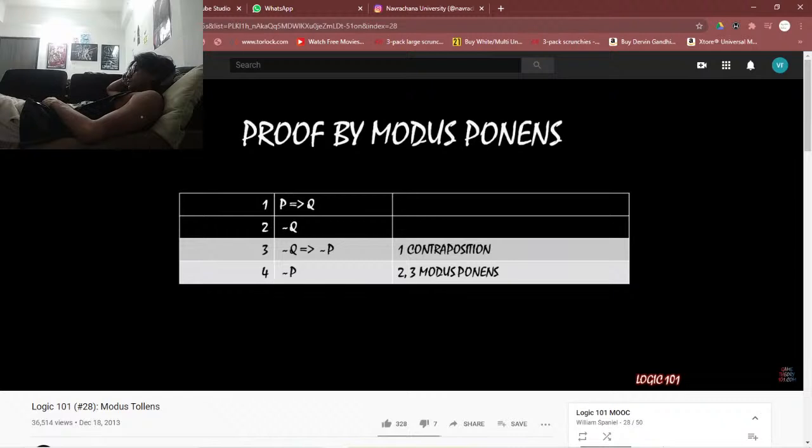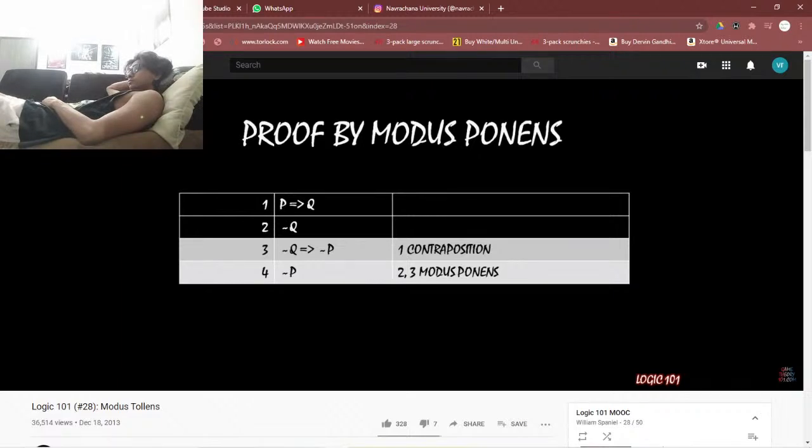Modus tollens said that if you have lines 1 and 2 being true, that's P implies Q and not Q, that you get the negation of the antecedent, not P. And that is what we see here. So many different ways of proving modus tollens. We've done it 3 ways here, and we have also seen a neat way of introducing proofs, which is, again, what we're going to be getting to in the next unit.